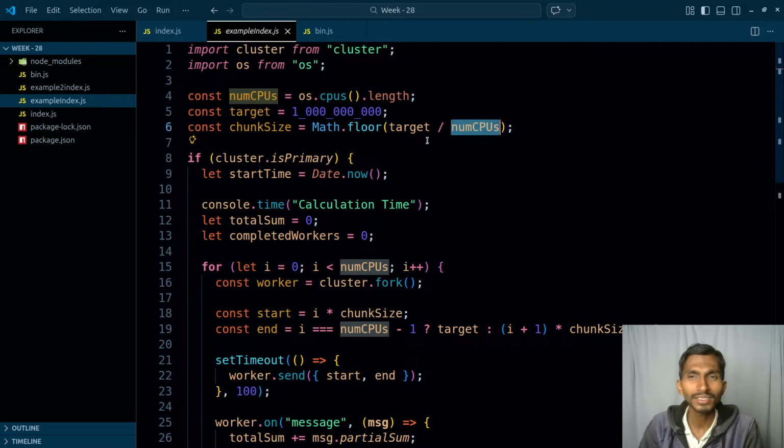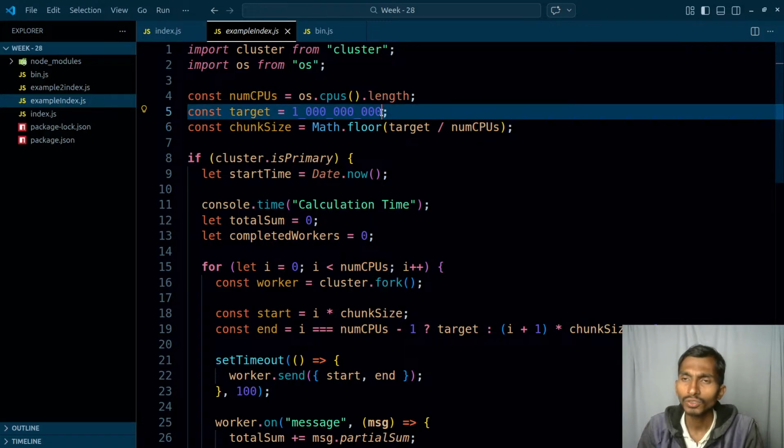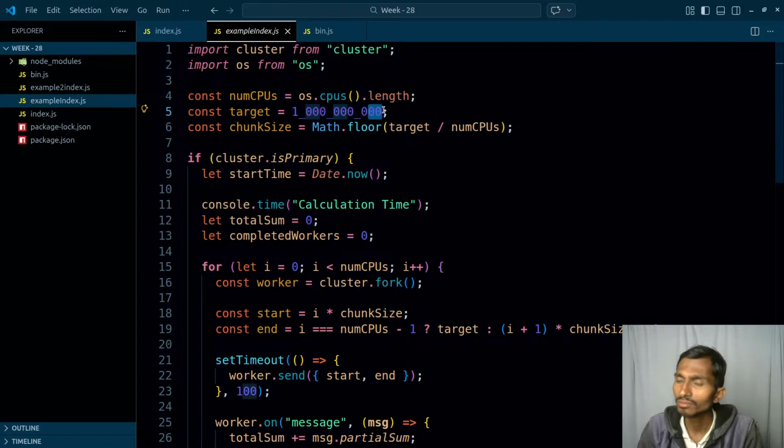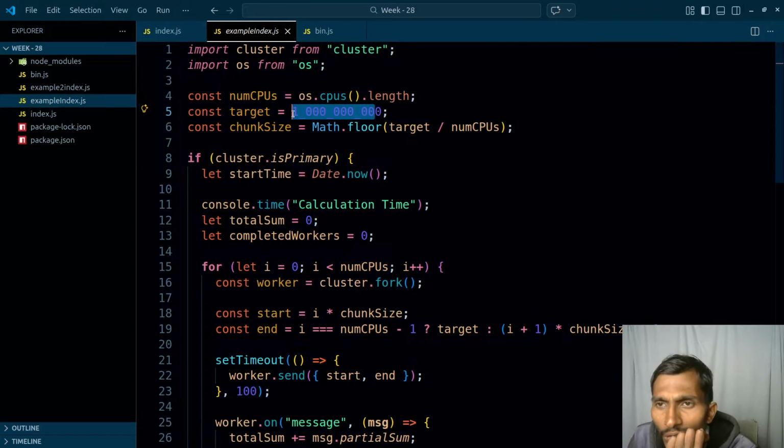The simple thing is that suppose I have this 1 million and I have 10 CPUs. So the chunk size is going to be 100,000 if I'm not wrong. So this is 1 billion. So 1 million, right? Just a sec. So if I actually divide it by 100, number of CPUs 10, it is actually going to be this much.